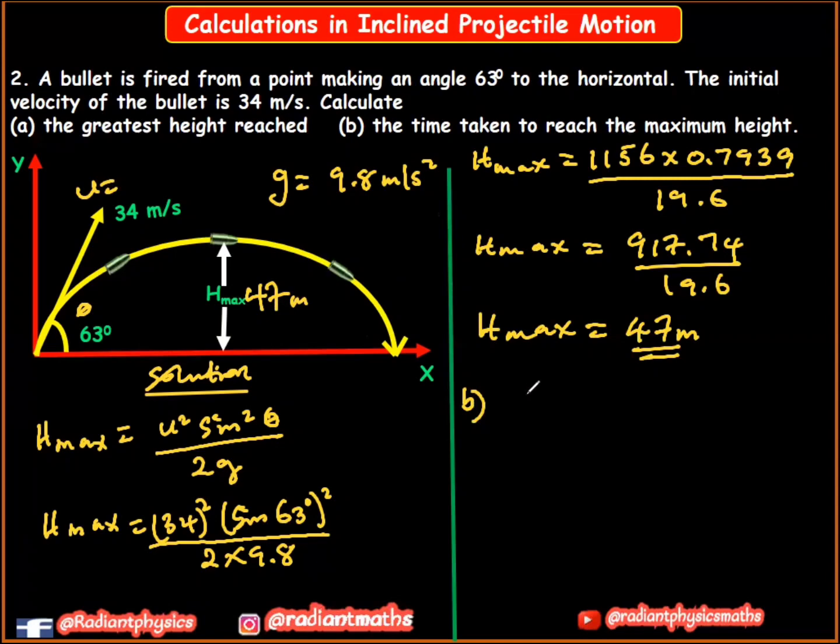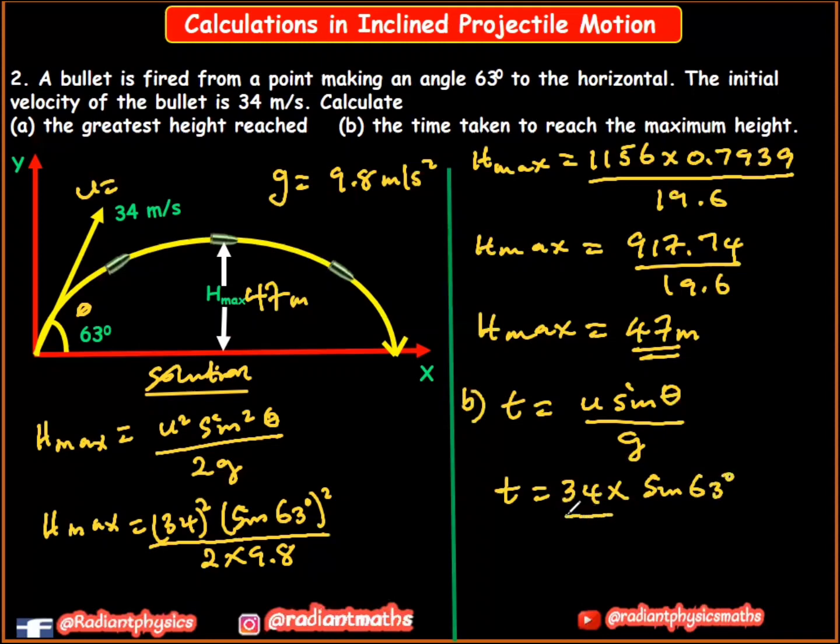Okay, so the time taken to reach the maximum height is given as this: u sine theta divided by g. So we plug in the values that we have. So the value of u is 34 multiplied by sine 63 degrees, then divided by the value of g, which is given as 9.8. So we are going to be having 34 times the value of sine 63.